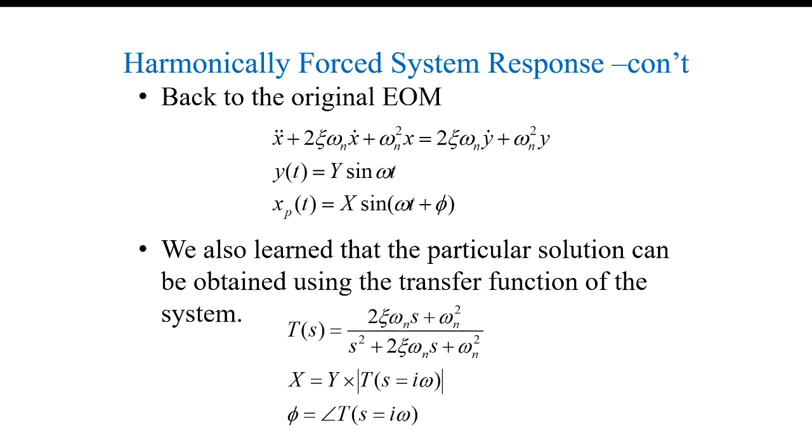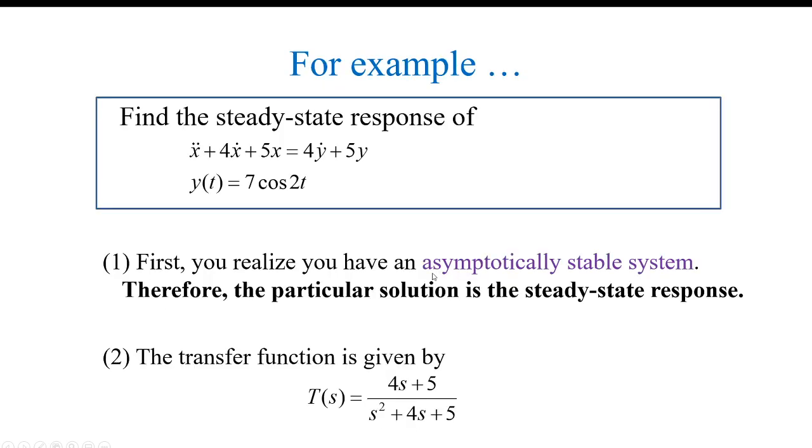So you only extract the absolute value to find the amplitude, and you find the angle of the complex number to find the phase. Okay? So for example, if you don't remember, let's consider a made up system. Let's say you have mass of 1 kilogram, C is 4 Newton second per meter, and the spring constant K is 5 Newton per meter.